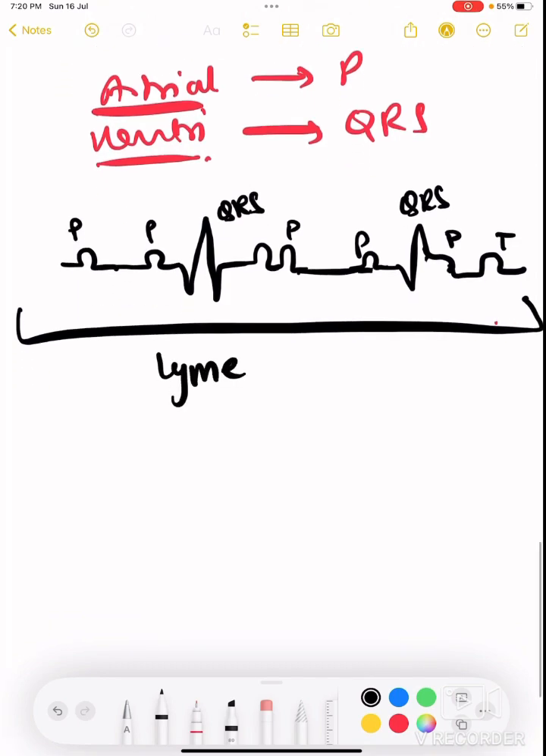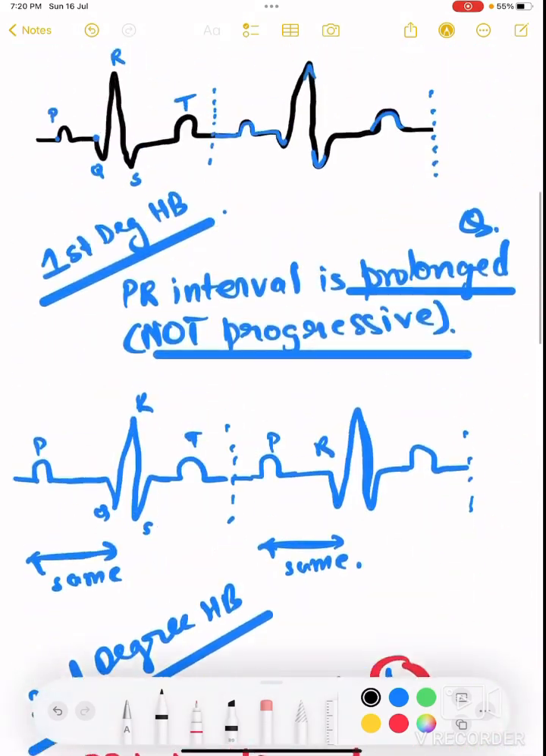Where will you see it? Very important. You will see type 3 heart block in Lyme's disease. Extremely important. You cannot afford to forget it. So this is as easy as this.